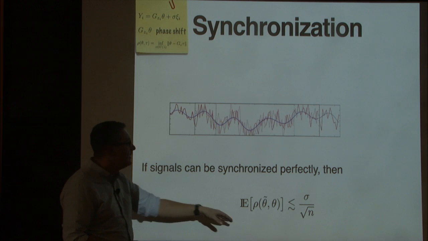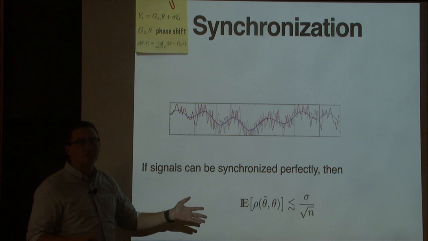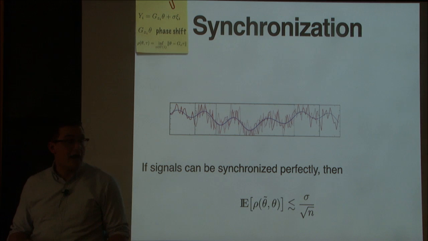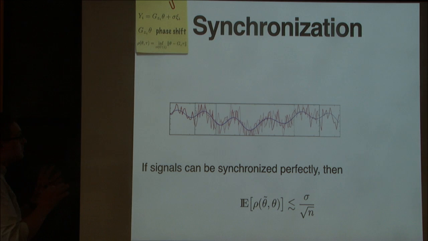If you're not familiar with statistics, trust me, this is the most standard statistical rate you would get. It's the standard deviation of the noise divided by the square root of the sample size, right? That's the scaling you would get from, say, the central limit theorem for an average. So if I could synchronize them perfectly, I would be able to get this very nice rate.